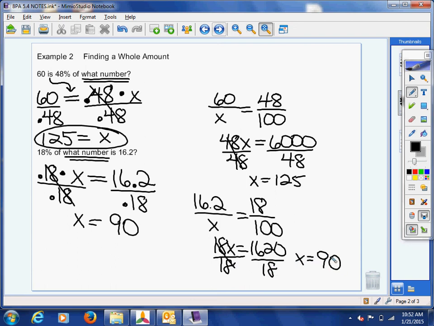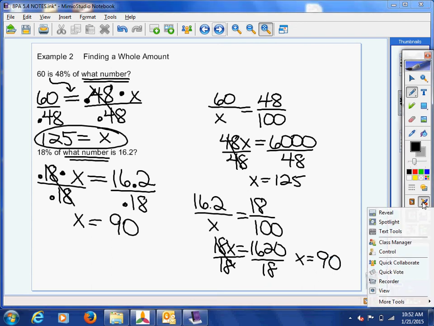90. So it doesn't matter if you do an equation or a proportion. No. I just showed you it doesn't matter. You can get the right answer either way. Okay? So really it's just what are you comfortable with? That's what it's about. Okay? Let me stop that.